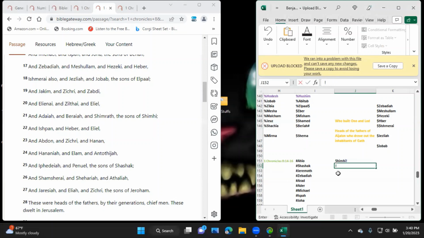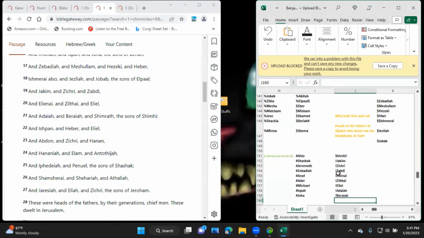So starting with verse 19, Shimhai had Jacob, Zichri, Zabdi, Eliani, Zilphai, Eliel. Verse 21, Adiah, Beriah, and Shimrath, the sons of Shimei.